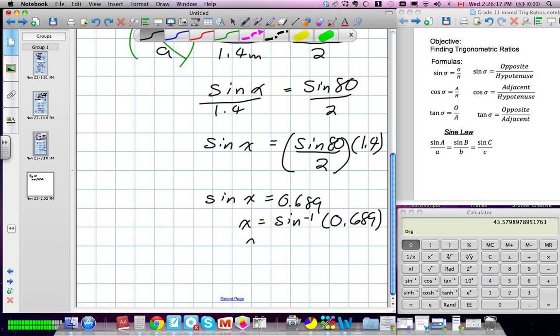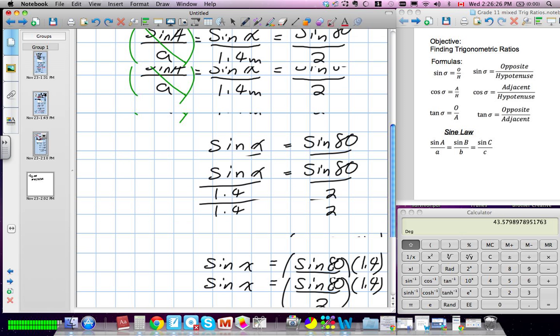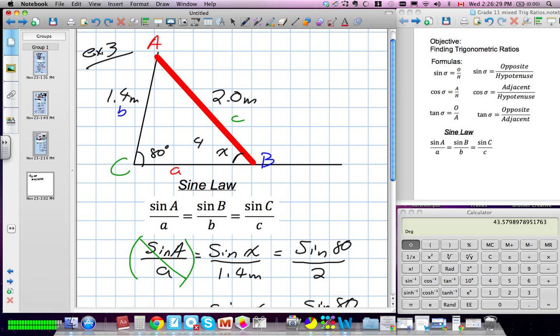Now, part B is a trick. They want us to actually find out how far away this board is from the wall. But in order to do that, I won't be able to set up my sine law again. I want you guys to notice. So, we now have a new measurement. So I'm going to redraw this part.